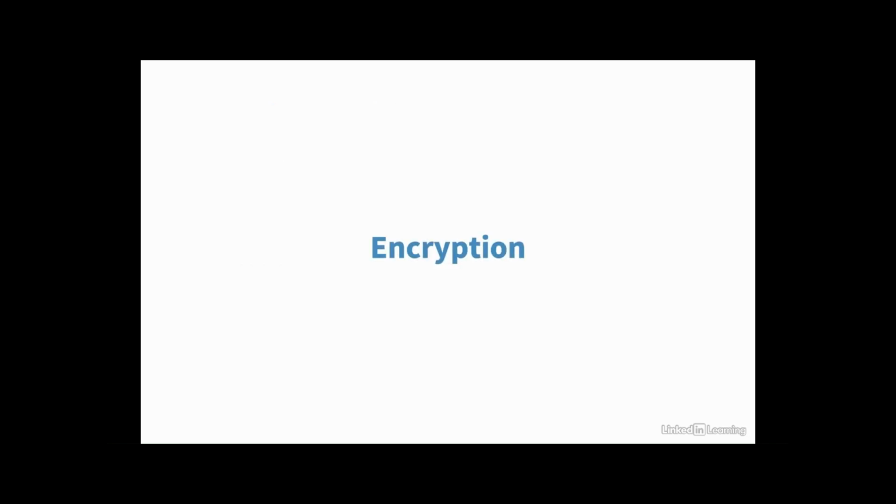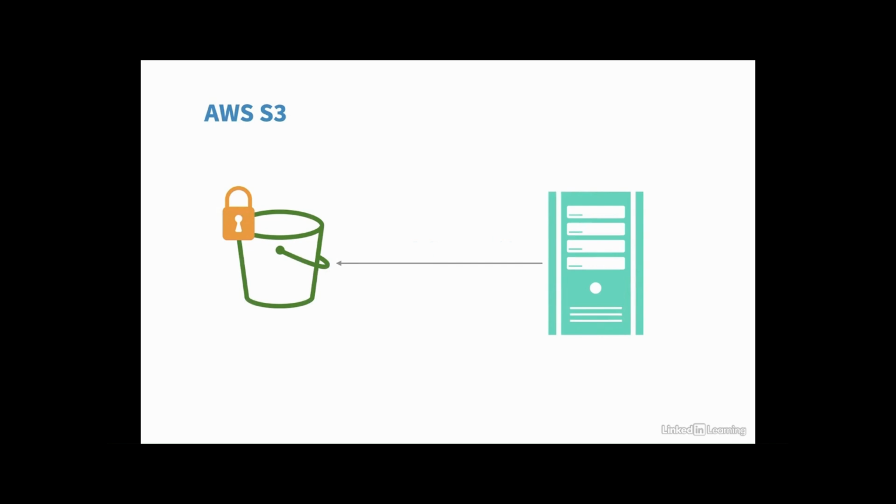AWS offers multiple ways for you to secure your data in S3 with both client-side and server-side encryption. Once enabled, server-side encryption in S3 provides seamless encryption of data at rest. At rest means while the data is sitting in S3.